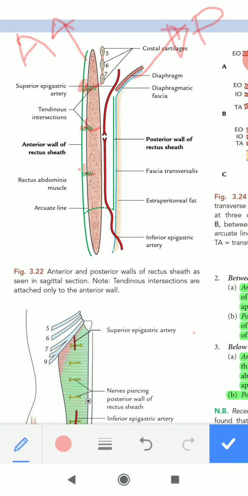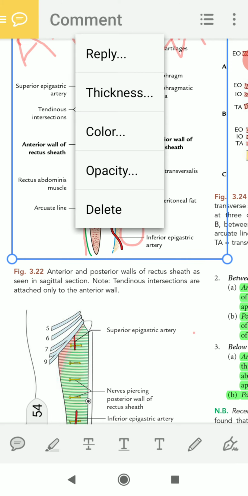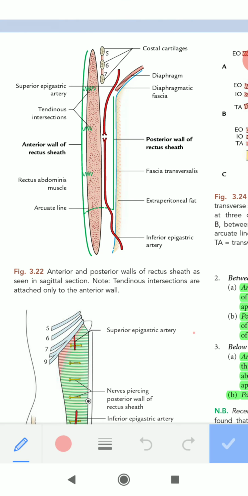And look at that, the anterior wall covers the whole rectus abdominis muscle, but the posterior wall is deficient above and below. And look at the extension, where it starts and where it ends. The rectus sheath extends from the costal cartilage and is inserted at the arcuate line. The arcuate line is the line between the umbilicus and pubic symphysis. Okay.